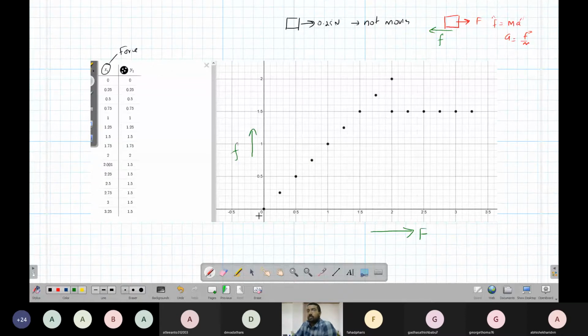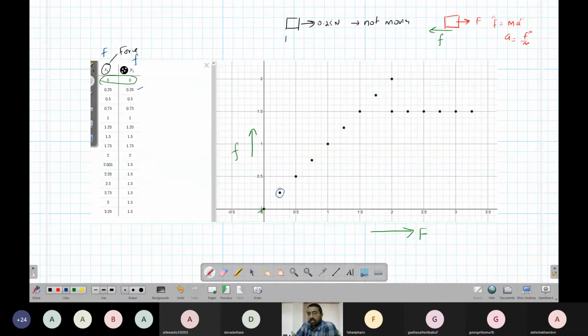Okay. I am observing that when I am applying zero force, it is not moving. So my friction also is zero. That is my first point. My second point is I am applying, let's say, 0.25 Newton. This is my capital F, and this is my small f. I am applying 0.25 Newton and observing that it is not moving. So that means small f also should be 0.25. Okay, so that is this point.